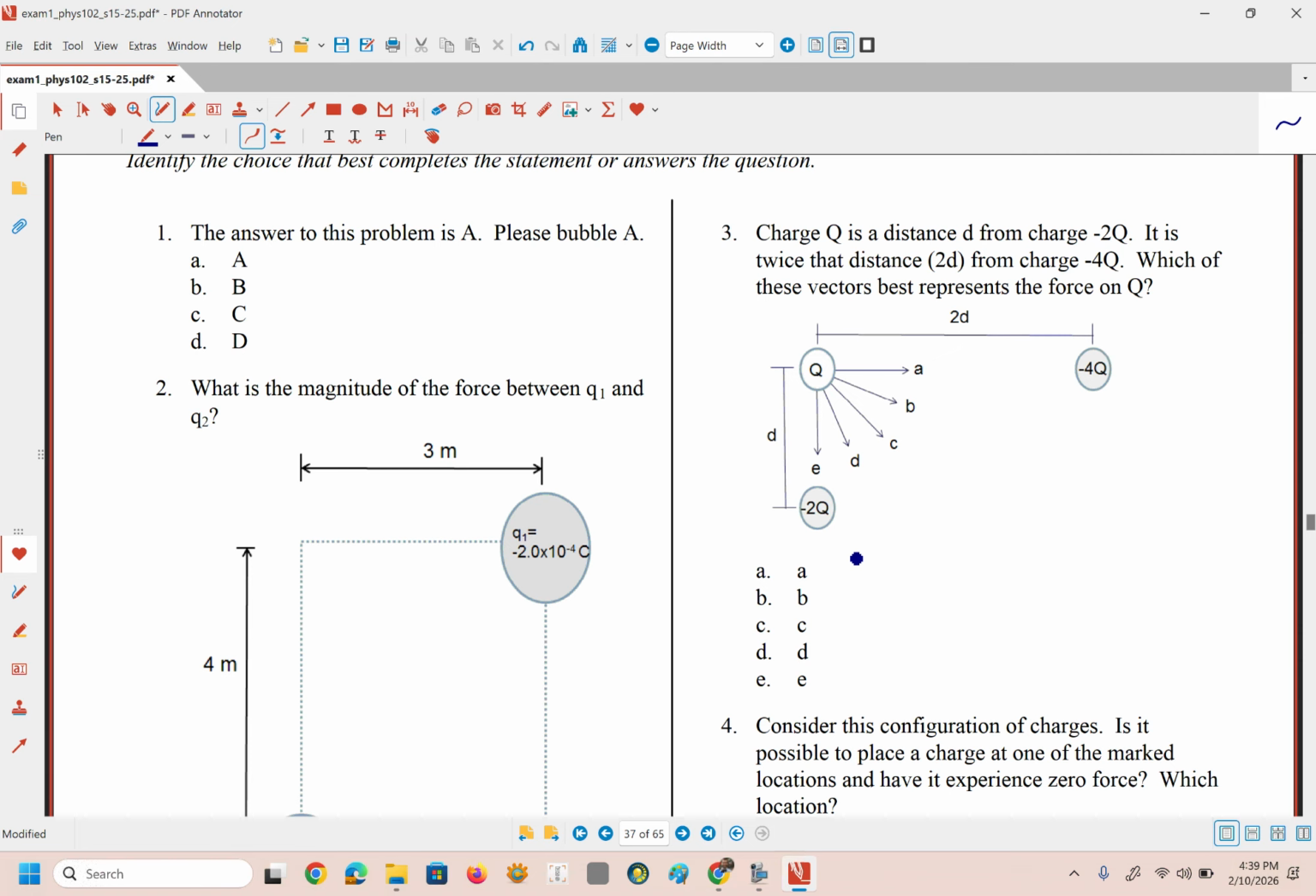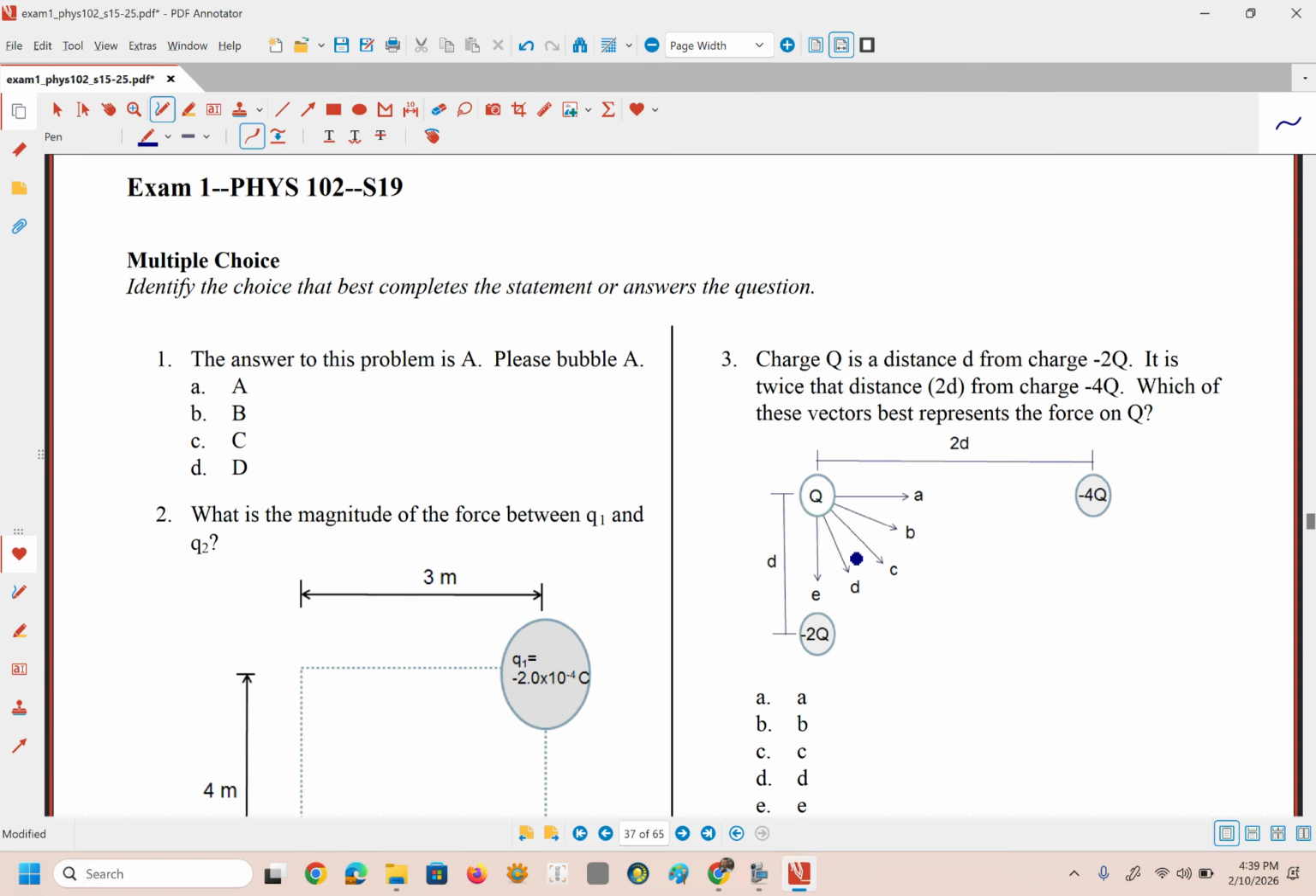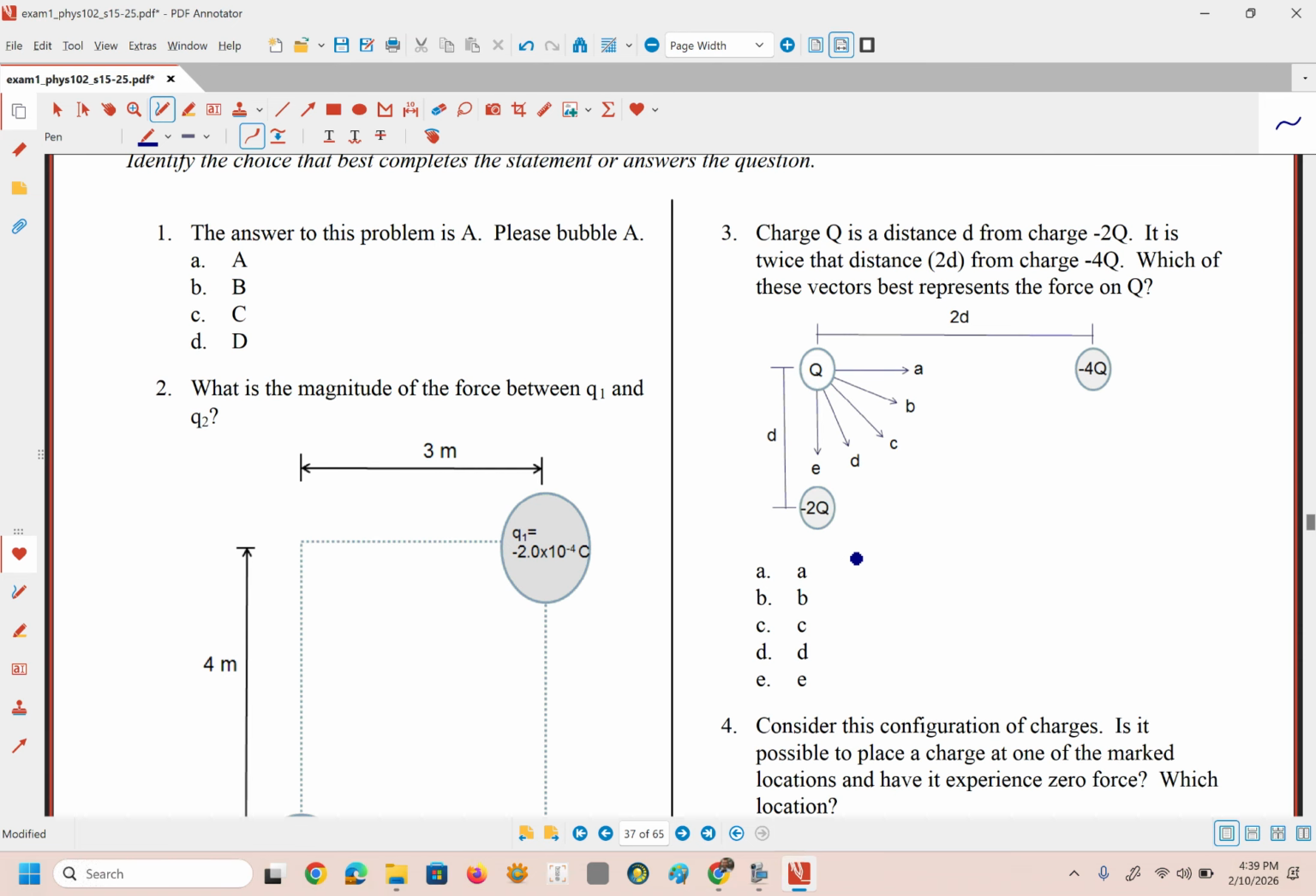Particular questions? Number 3? Yeah, this is like the one that we were doing before. This one's a little bit easier. But on this one, I want to know what vector best represents the force on Q. Again, just pick one and draw a vector. I'll draw a force vector that's acting on that one. That's going to be an attractive force.